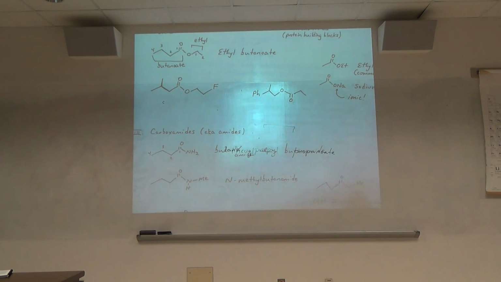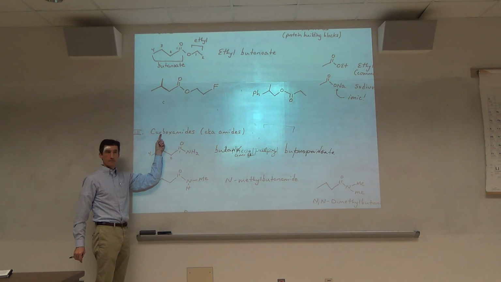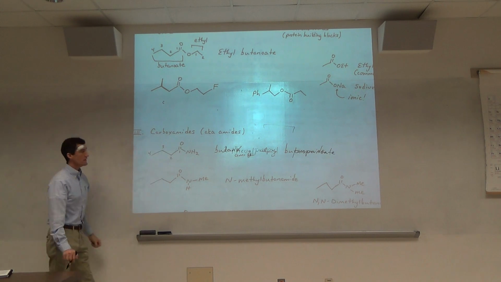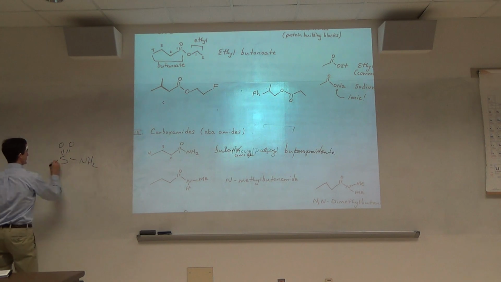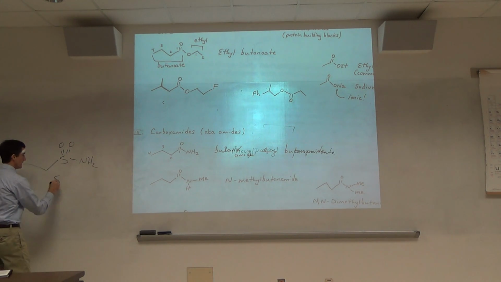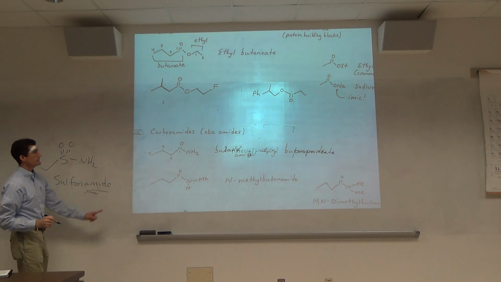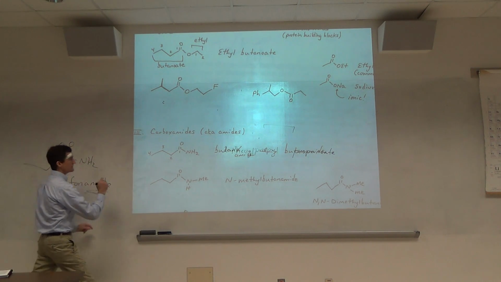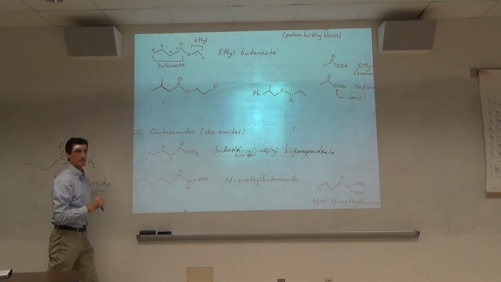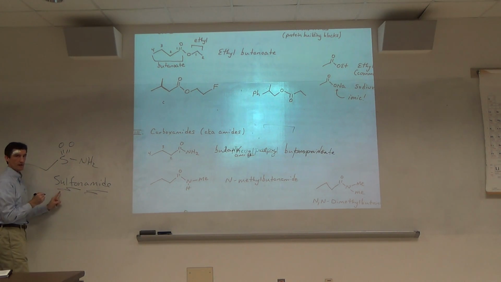Okay, amides. The long name of an amide is carboxamide, because there's other types of amides. What type of amide is this? Sulfonamide. Okay? This is a carboxamide. Why carbox? Because it has a carbonyl. Now, carboxamides are often shortened to just amides. This is never shortened because it has to remain clarified.